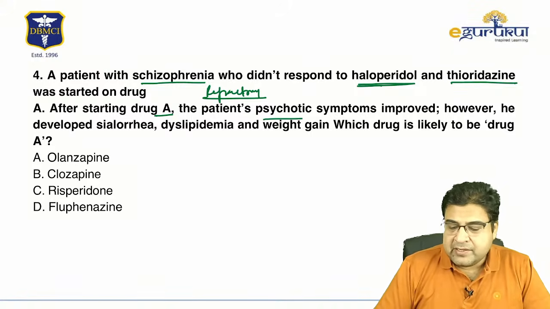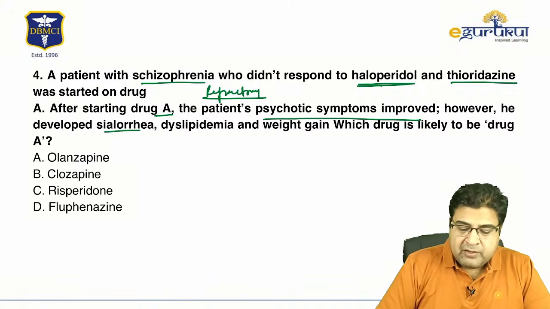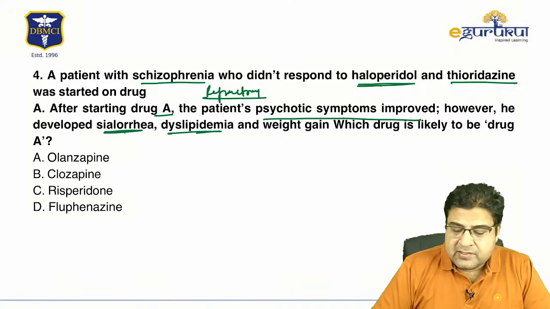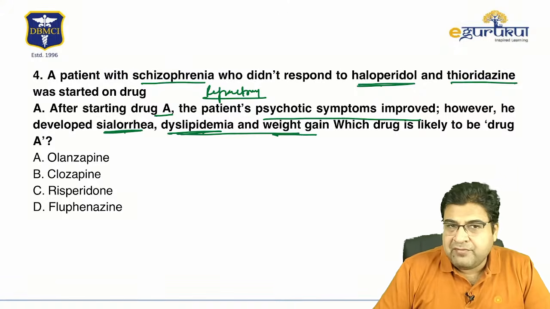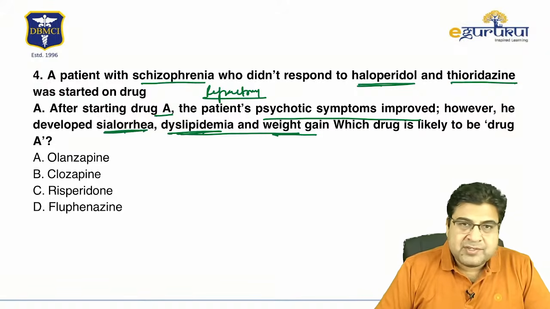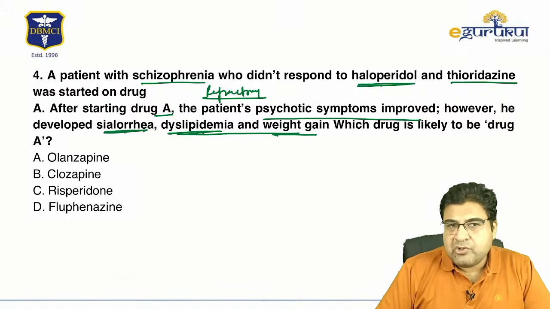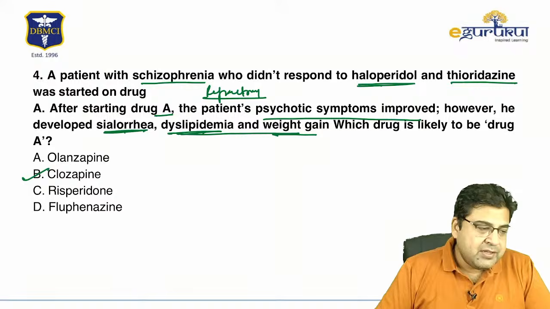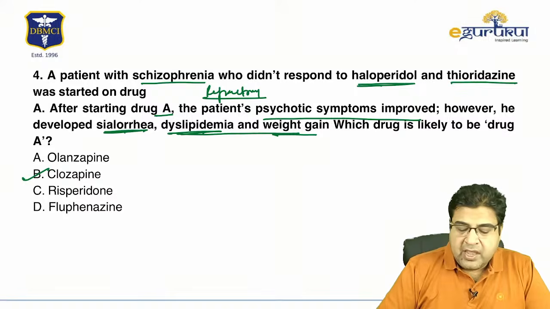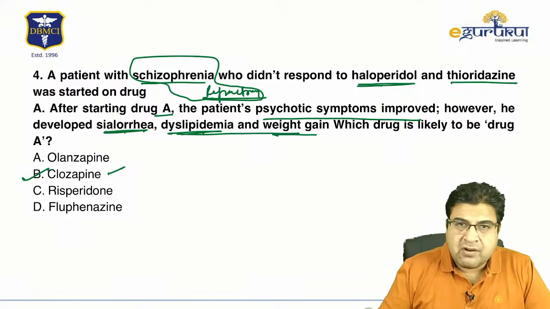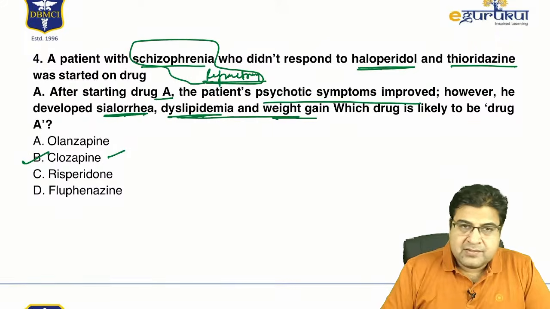Now after that, guys, psychotic symptoms improve, but the patient develops side effects like sialorrhea, dyslipidemia, and weight gain. Clozapine is the drug that causes the maximum metabolic side effects among all, and one of its unique side effects is sialorrhea. So they're asking which drug you started as drug A, and the answer is clear-cut: clozapine. One of the important side effects of clozapine is agranulocytosis, and clozapine is the drug of choice for refractory schizophrenia not responding to the usual medicines like haloperidol and thioridazine. So question 4, answer is B.